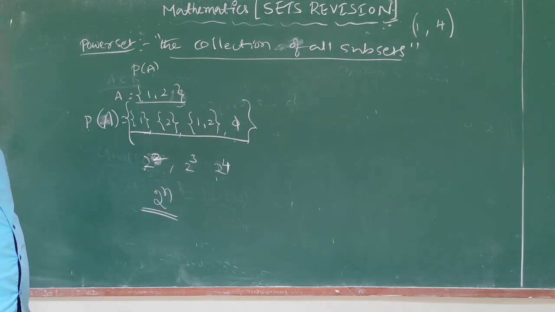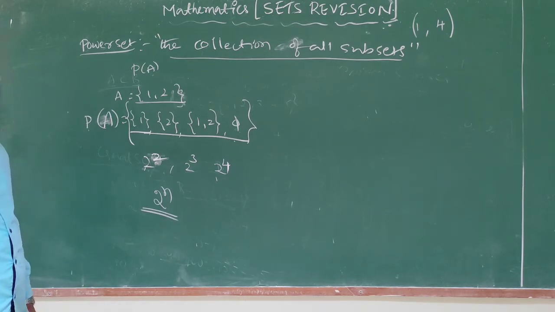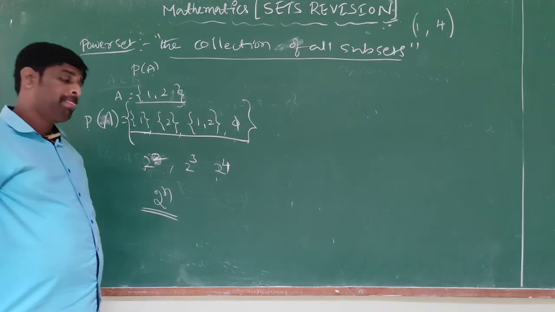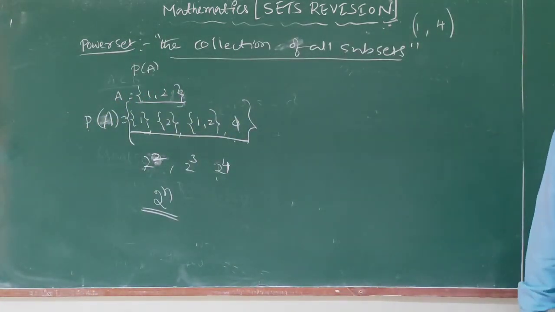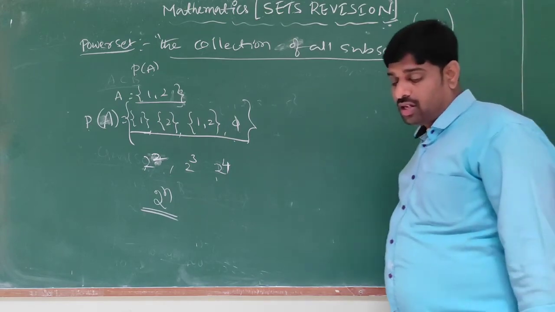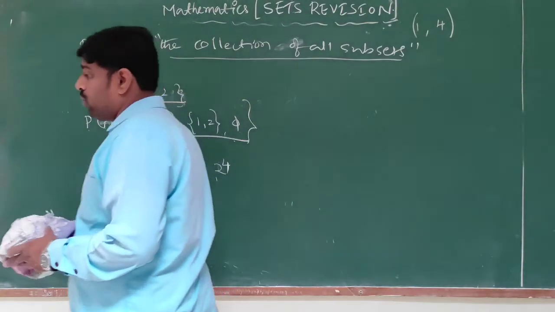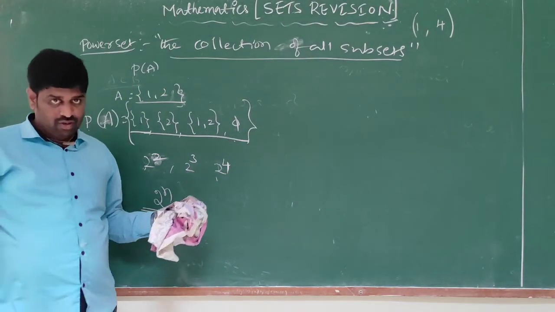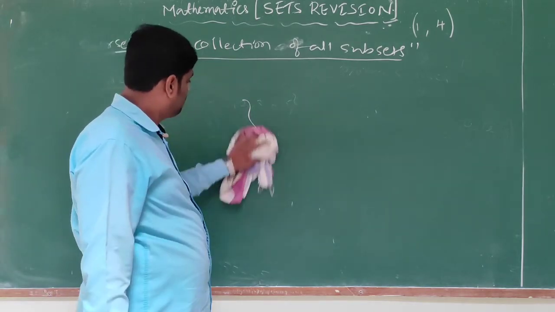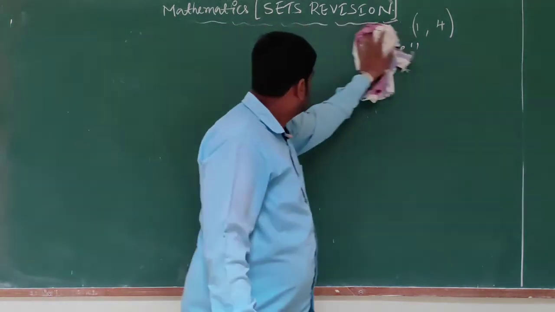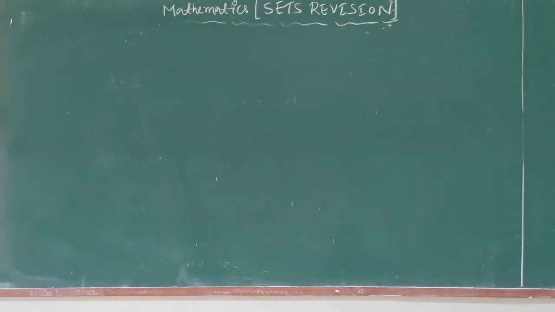The collection of all subsets is called a power set. Based on power set and subsets, we already discussed exercise 1.3. Next we will move on to exercise 1.4, union and intersection of two sets.